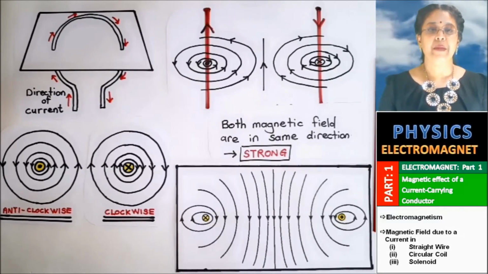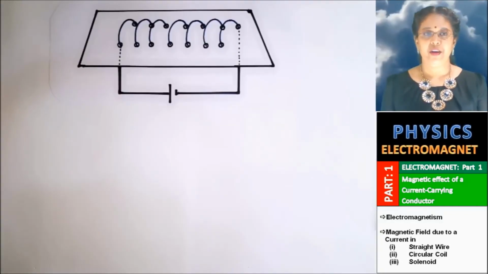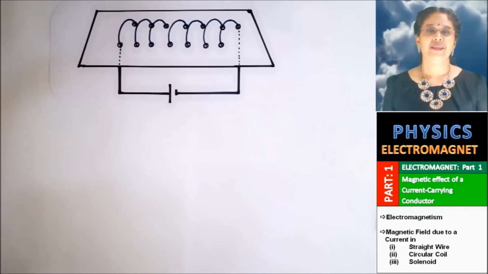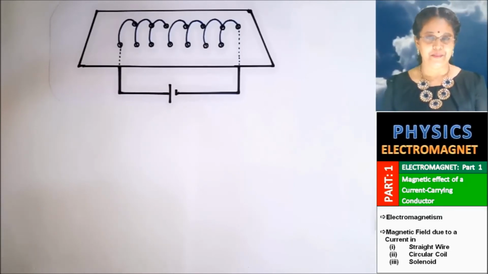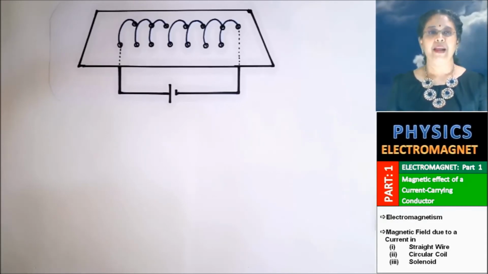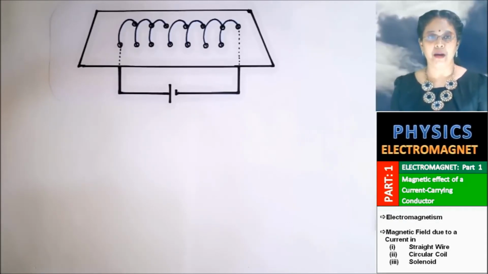Next, we will learn the magnetic effect on a solenoid. A solenoid is a long coil made up of several turns of wire like a cylinder. When a current flows through the solenoid, the pattern of the magnetic field is identical to a bar magnet.